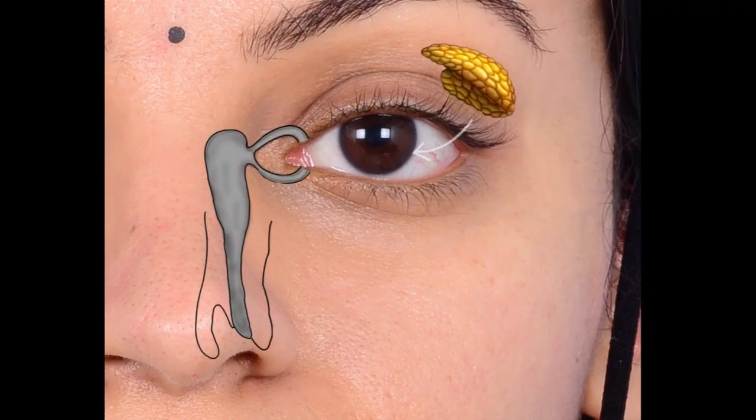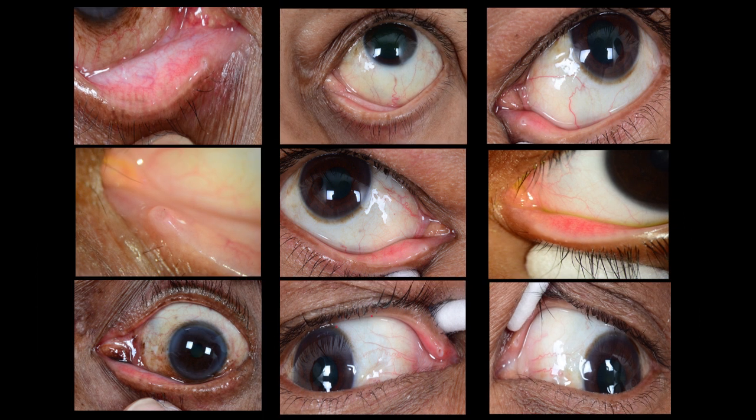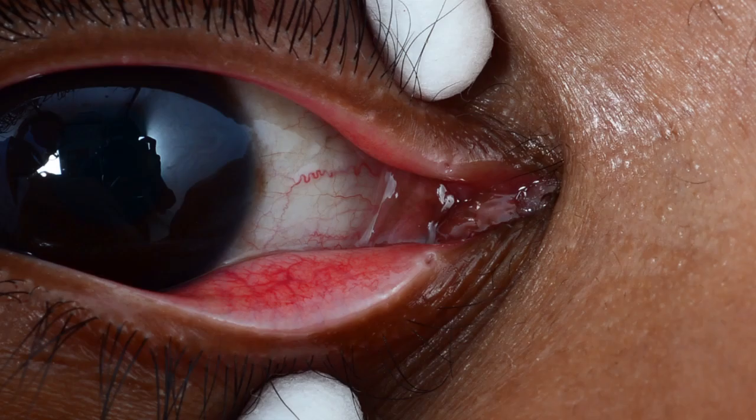The lacrimal apparatus is a functionally important physiological system in maintaining the tear dynamics. Lacrimal puncta play a pivotal role in the drainage of the tears produced by the lacrimal gland. In this video, we discuss and illustrate various lacrimal punctal abnormalities and their management.